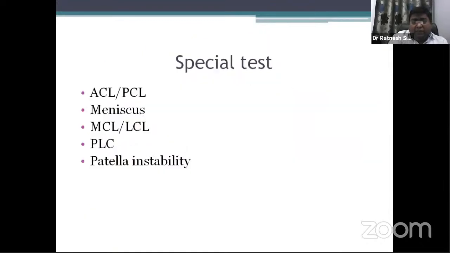Now special tests. Special tests are done to check the integrity of ACL, PCL, meniscus, MCL, LCL, PLC, or patellar stability.